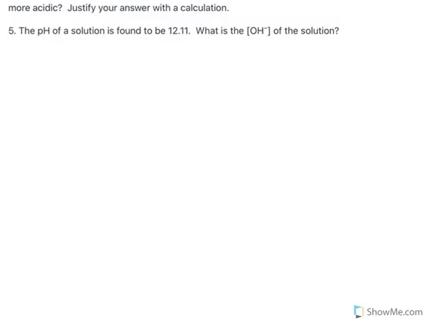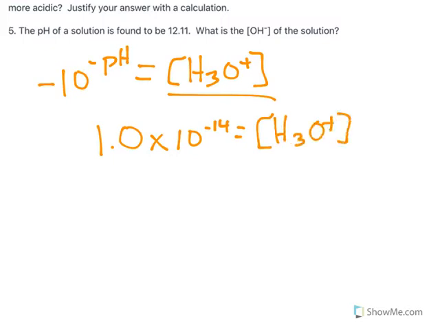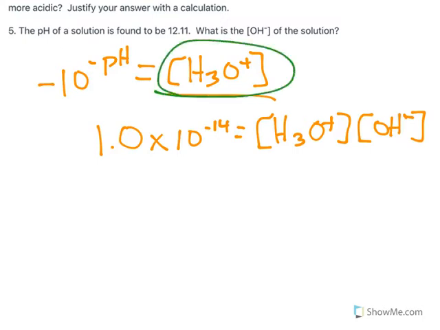And last, for number 5, very similar to the option we just did, we've got the pH of a solution that's 12.11. What's the concentration of the OHs? Well, 10 to the negative pH will tell us our hydronium ion concentration. Once we know our hydronium ion concentration, we could use our Kw expression, 1.0 times 10 to the negative 14th equals the hydronium ion concentration times the hydroxide ion concentration. Doing it this route, you would be able to find this hydronium ion concentration, plug it in here, and then ultimately solve for the OH concentration.